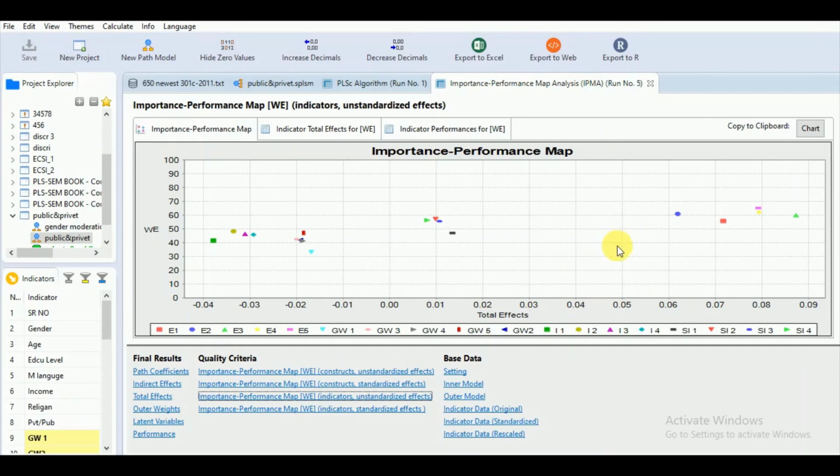There are some steps involved in running the importance performance map analysis. These are: number 1, requirement check. Number 2, computation of performance values. Number 3, computation of importance values. Number 4, importance performance map creation. And number 5, extension of IPMA on an indicator level.